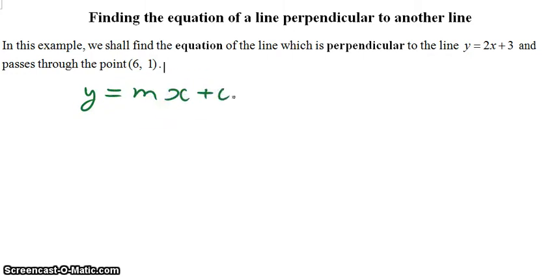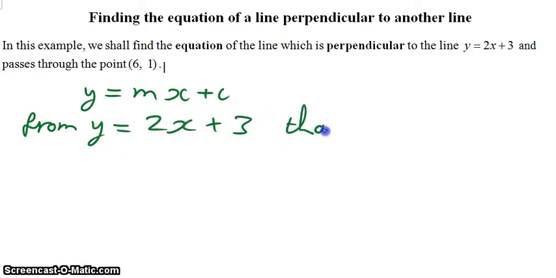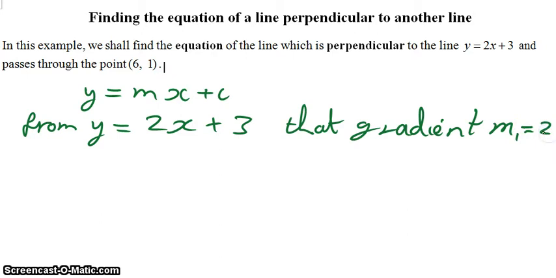And clearly we need to find each part. We need to find m and we need to find c again, m being the gradient, c being the constant. So what do we know? Well, we know from the original equation, y equals 2x plus 3, that the gradient, and I'm going to call it m1, is equal to 2.